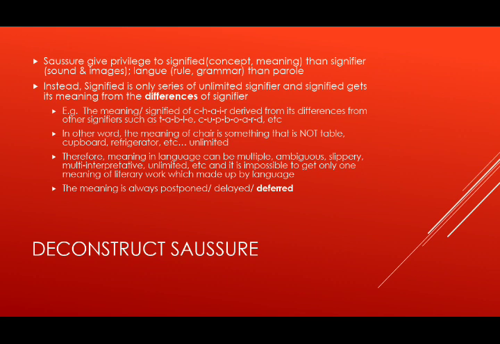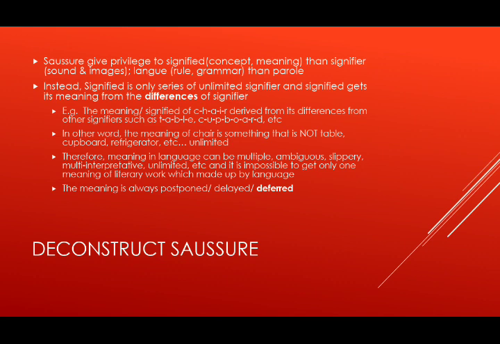And it is impossible to get only one meaning of a word or of a literary work which is made up by language. So it is like a thesaurus. If you are familiar with a thesaurus, the meaning of one word is determined by more than one word, even 1,000 words. For example, the meaning of chair is something that is not table, that is not like a cupboard, that is not like a refrigerator, that is not like a television, etc., and it is unlimited. So the meaning of a word is determined by the differences from other words too.